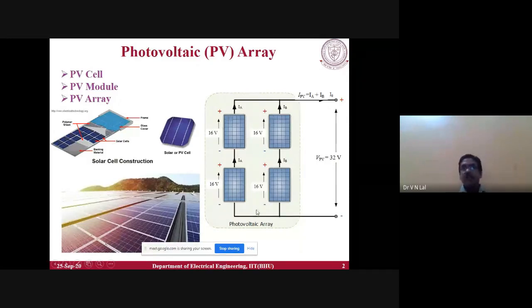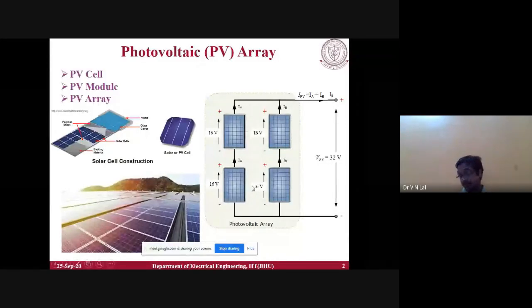We can see here four modules, and one solar cell is 0.5 volt. There are eight solar cells in this column and so on, making 36 solar cells. So 36 multiplied by 0.5 is 16 volts. So 16 volts for each module, and four modules are there.